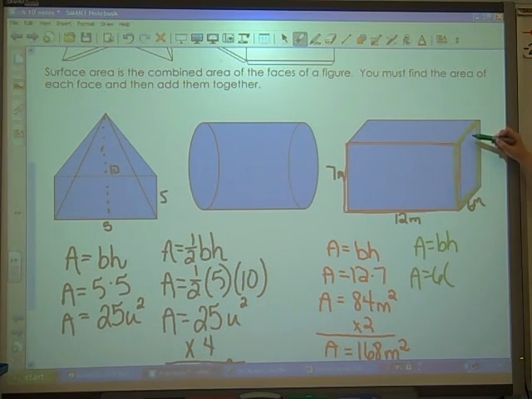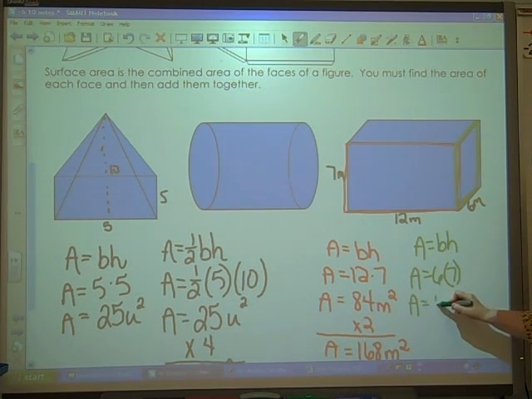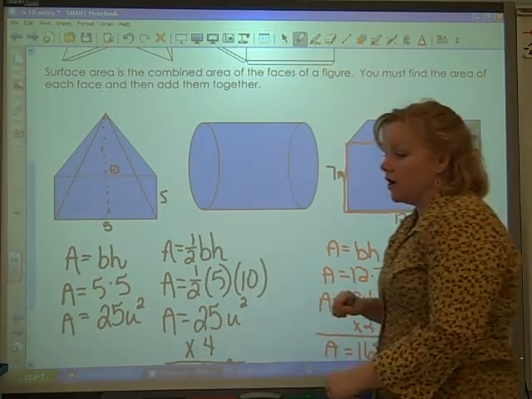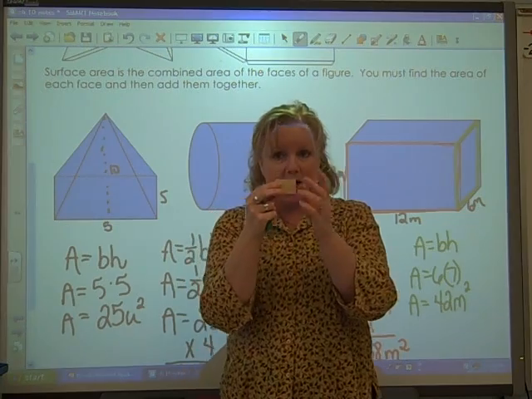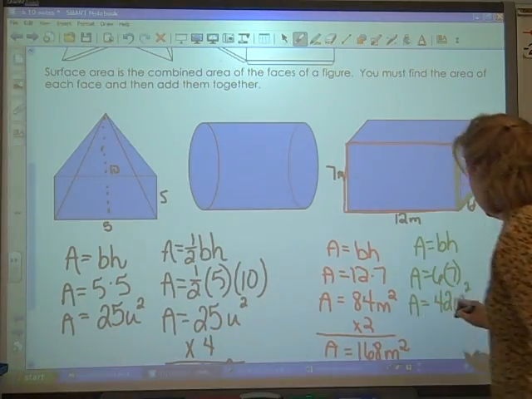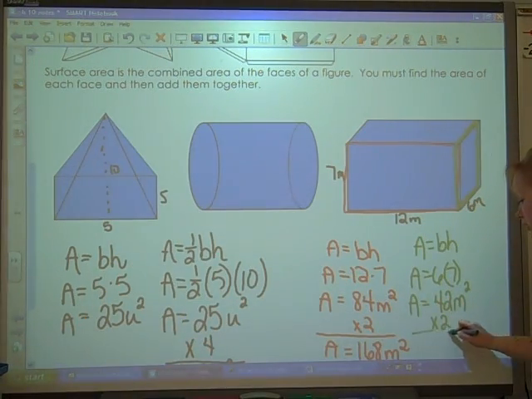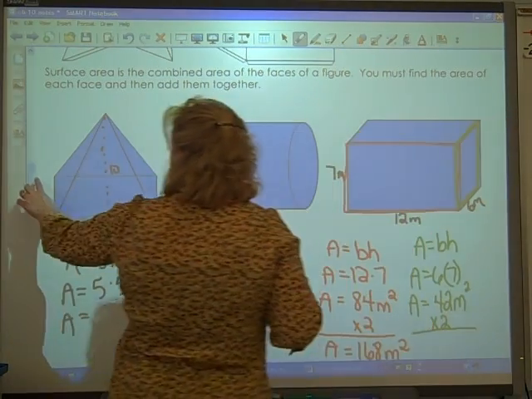Raise your hand if you see it. What is it? What's my height? Zacchaeus? 7. So be careful that you're using the correct numbers. And then I end up with an area of 42 meters squared. You are in agreement with me that this side and this side are the same, so I can multiply by 2. When I do that, what do I get? 84.